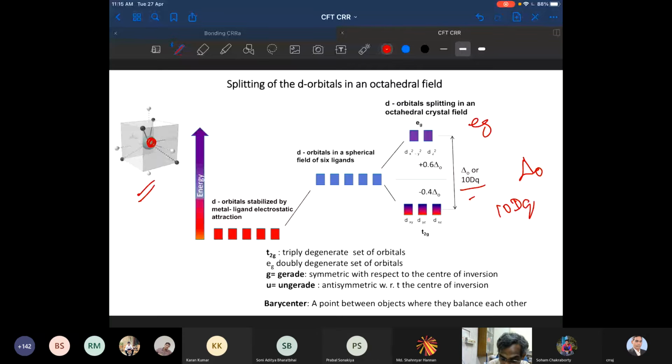Doubly degenerate, 2 orbitals. Which orbitals are they? They are the z squared and x squared minus y squared. Now, from the barycenter, we can divide it. This is minus 0.4 delta O, and here we have plus 0.6 delta O. Okay, I hope you are getting it. So how do we get this?